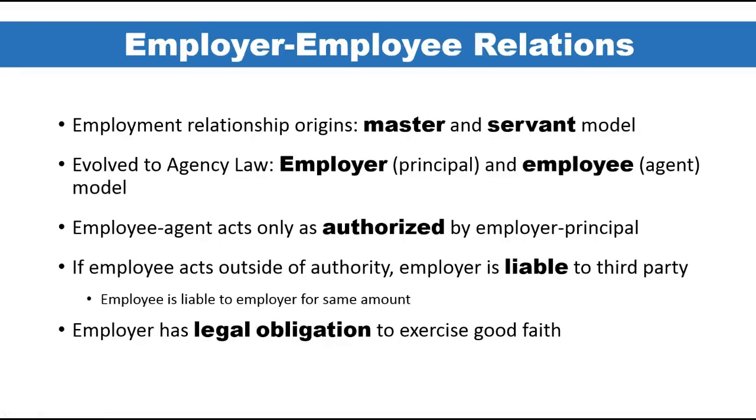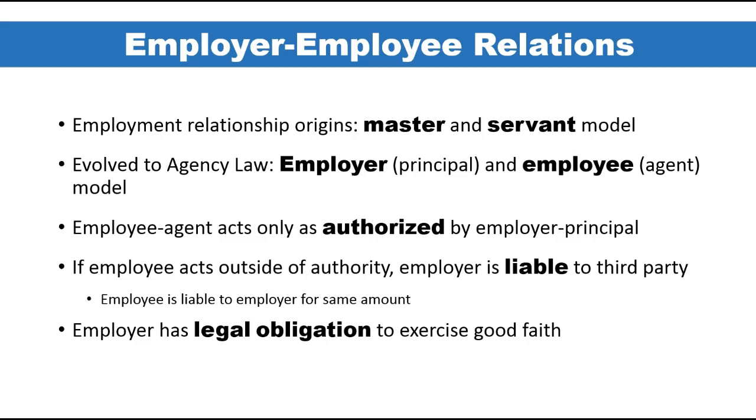The origins of employer-employee had its start under the master and servant model. It has evolved to be agency law, or what is also called the law of agency. Basically, the employer is seen as the principal and the employee is seen as the agent. In that model, the employee agent acts only as authorized by the employer. This authority is usually articulated in the roles and responsibilities of a job description or other communications that authorize that employee to act on behalf of the employer.